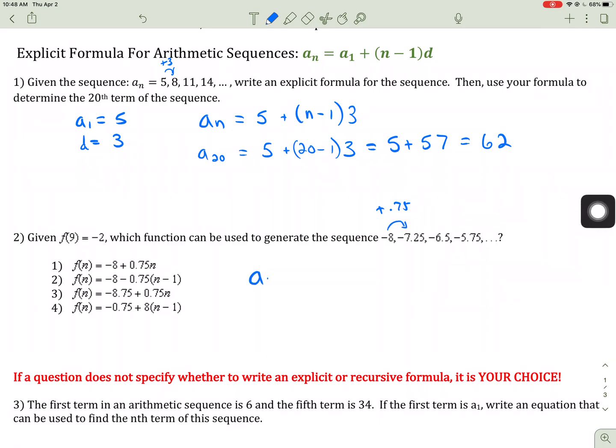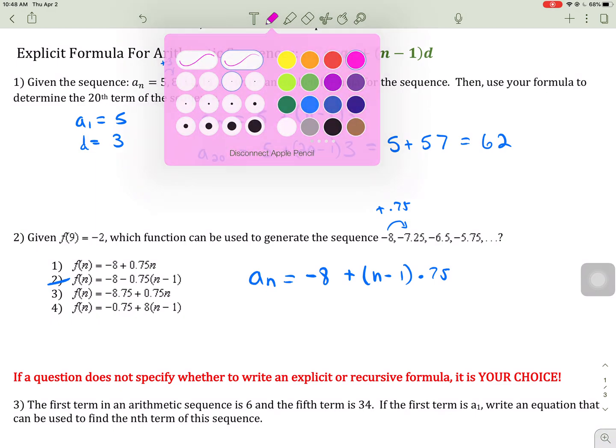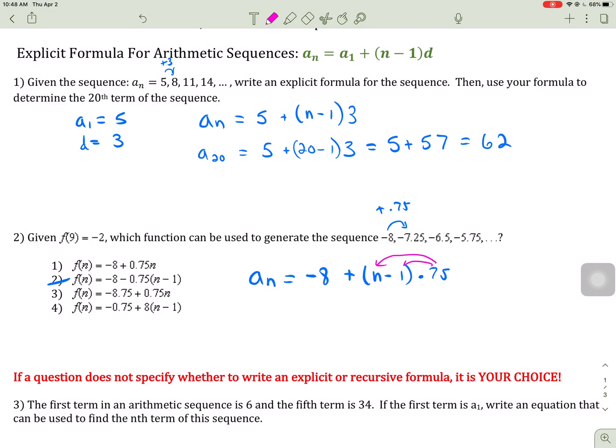So if I wrote this, I'd get a sub n equals negative 8 plus n minus 1 times 0.75. Now, that kind of looks like choice 2, but that's a trap because it's subtraction. This is addition. That's no good. Well, now I don't really see what it is, but you can do a little bit of algebra here and you'll get it. Let's see. So this equals negative 8 plus 0.75n minus 0.75, and now hopefully you see we have like terms here. So this becomes negative 8.75 plus 0.75n, which is choice 3. So a little tricky.